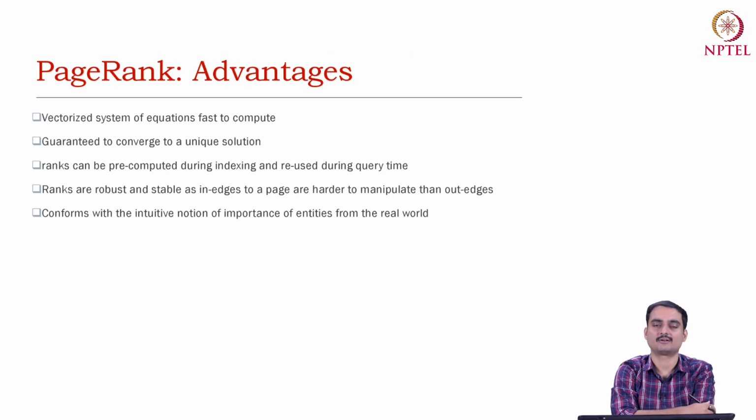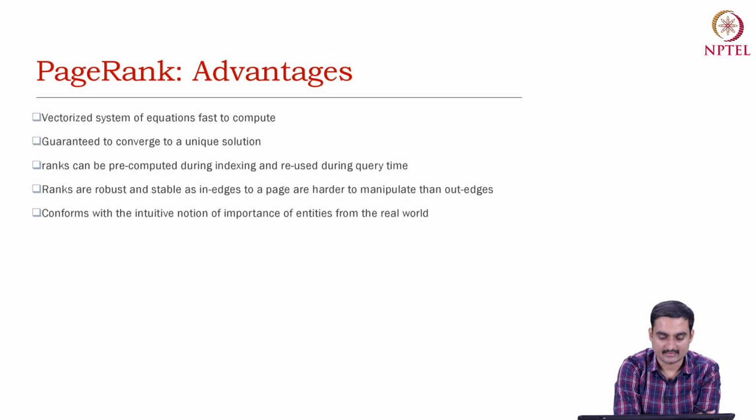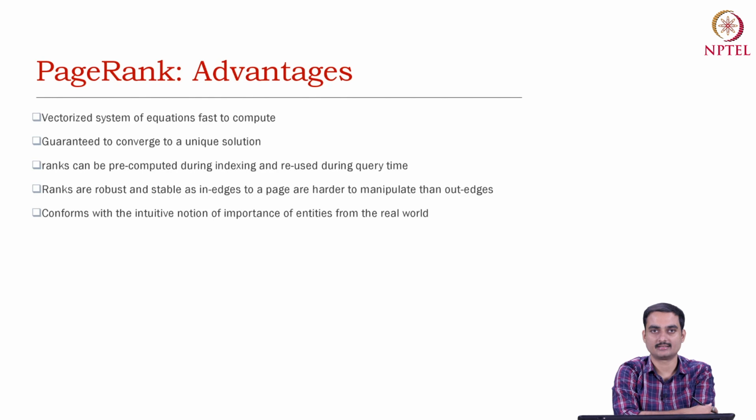Now, what's the advantage of a PageRank kind of method? The advantage is that you can easily vectorize it, because ultimately you deal with matrices and vectors. It is guaranteed to converge to a unique solution. That is also good. You can pre-compute PageRank initially for a web graph, and this PageRank value would act as an initial prestige for a particular web page, and then depending upon the content or query, you can further modify it. But the initial ranking can be obtained using PageRank.